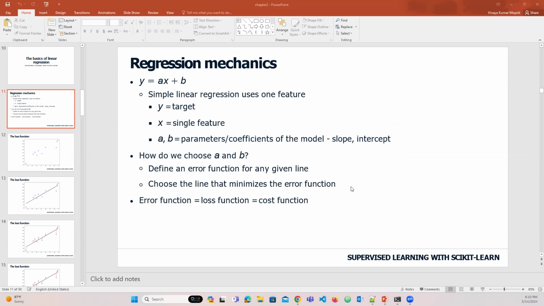where y is the target, x is the feature, and a and b are the model parameters that we want to learn. And a and b are also called the model coefficients, or the slope and intercept, respectively. So, how do we accurately choose values for a and b? We can define an error function for any given line and then choose the line that minimizes this function. Error functions are also called loss functions or cost functions.